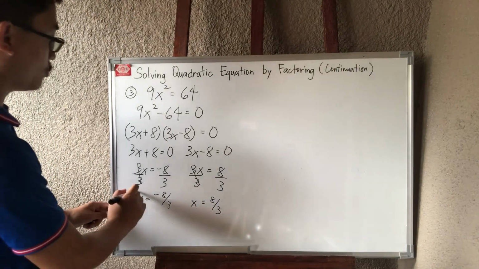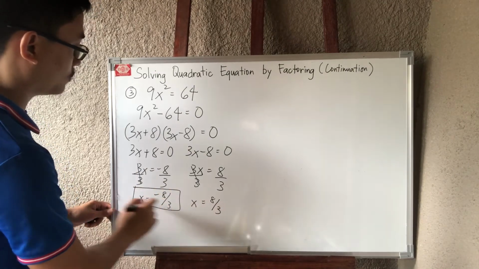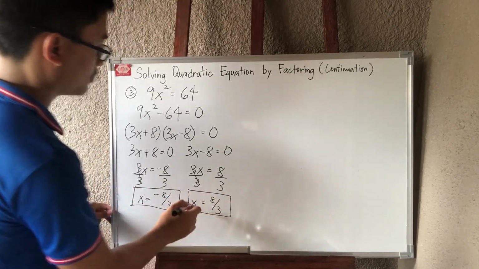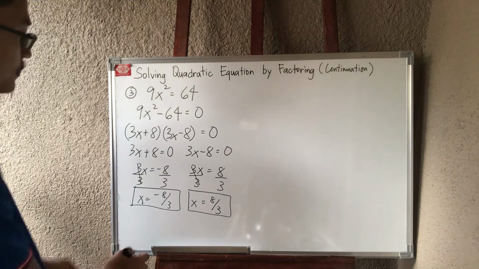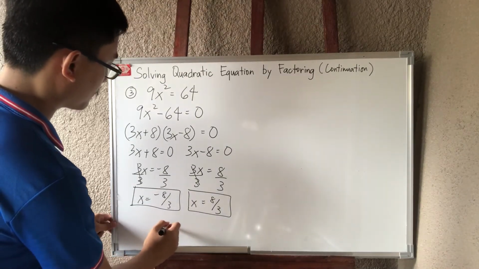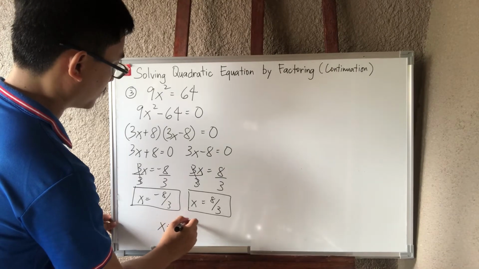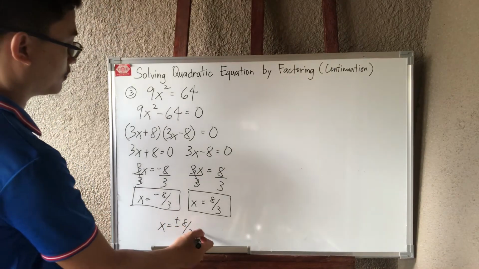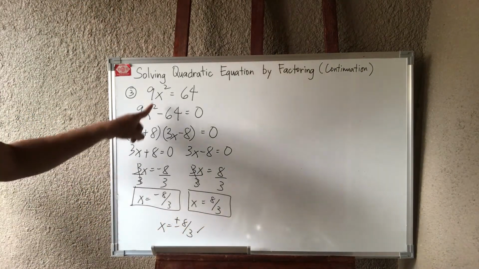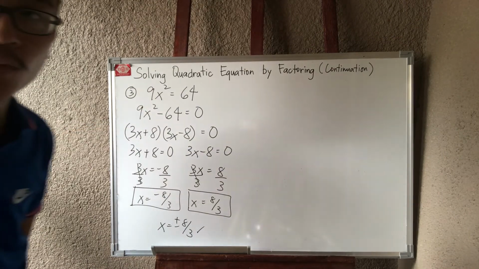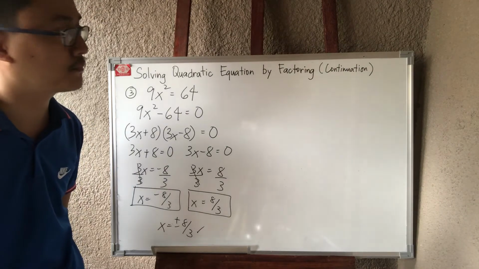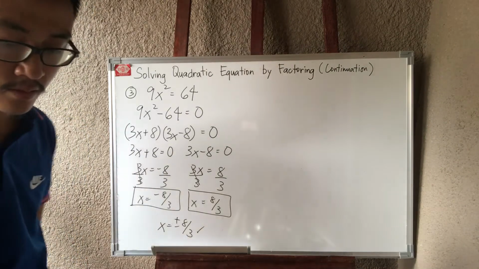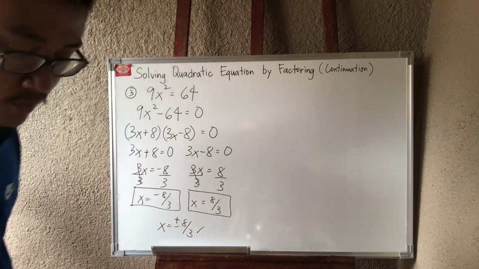So, the roots, the solutions are positive, negative 8 over 3. Pwede na isa. Yun din yun, since ang naging example ng equation natin is the difference of two squares naman. Okay? So, yun na yung ating solution.